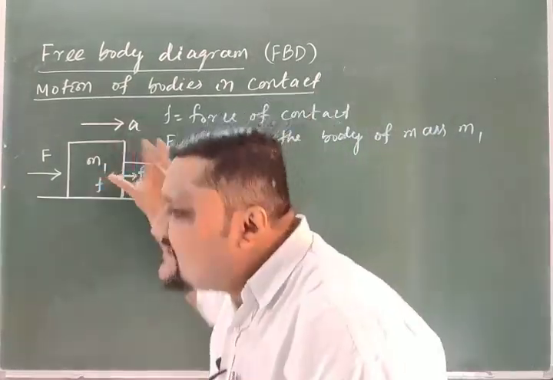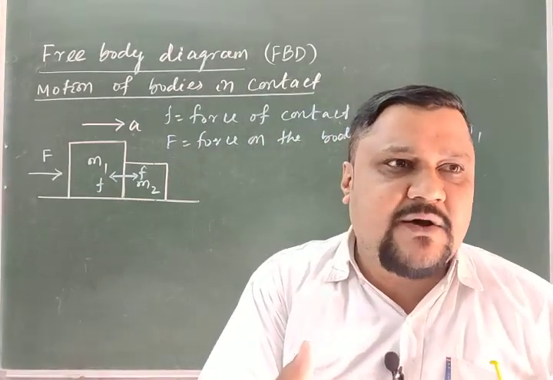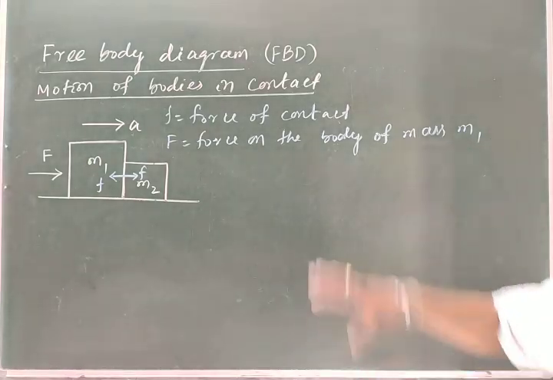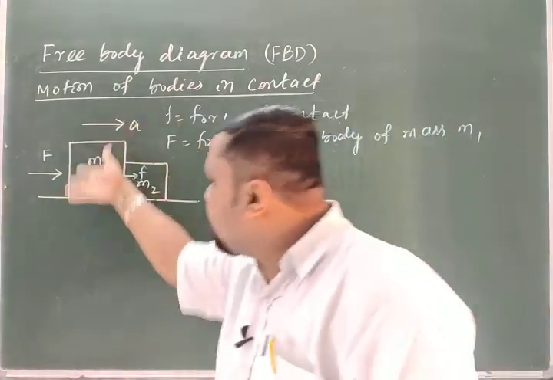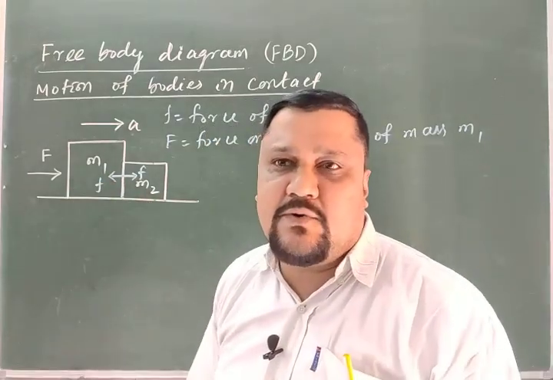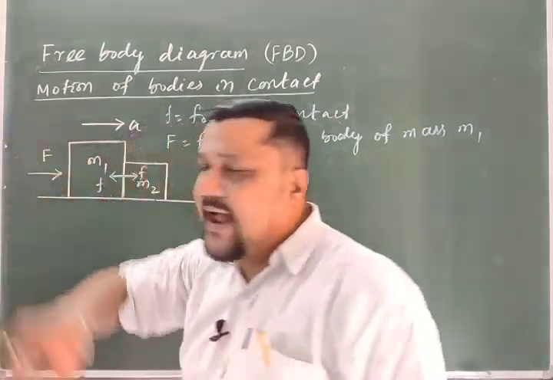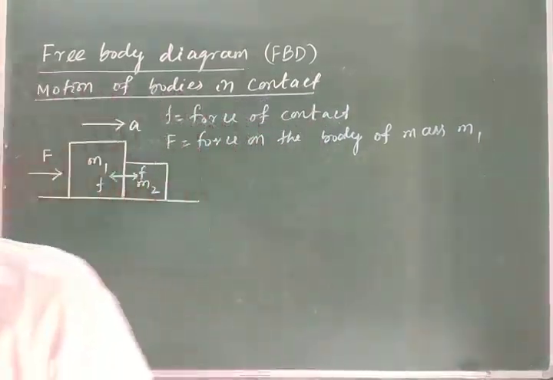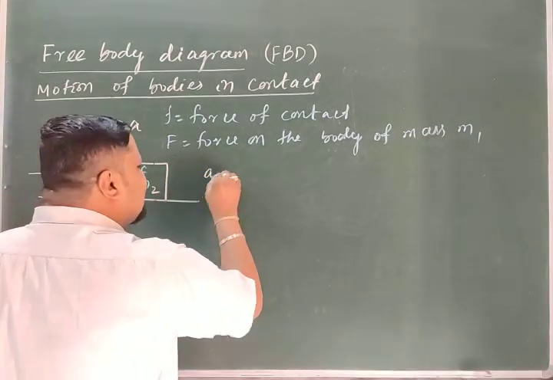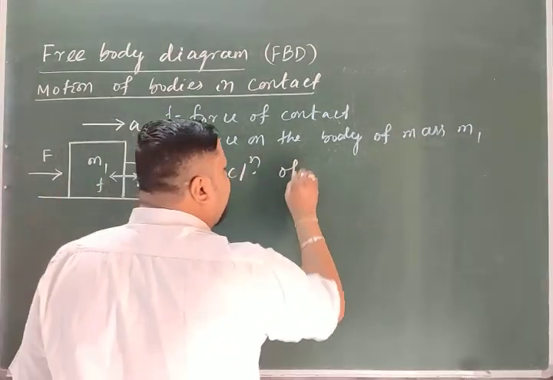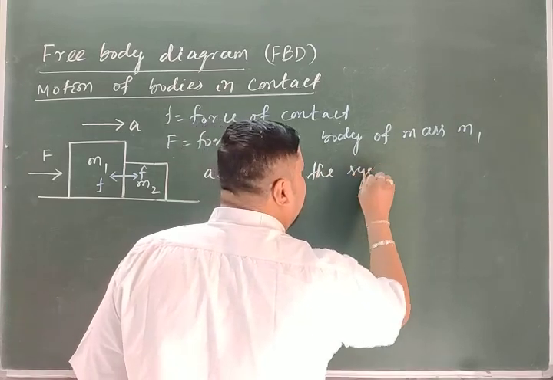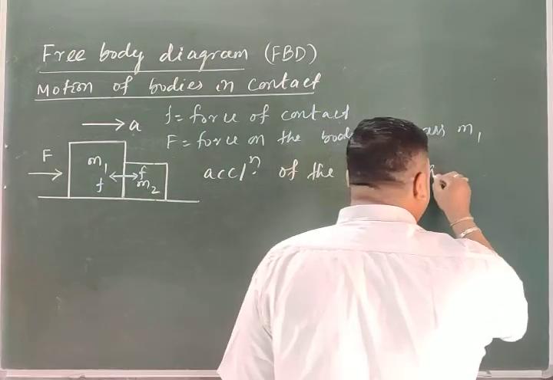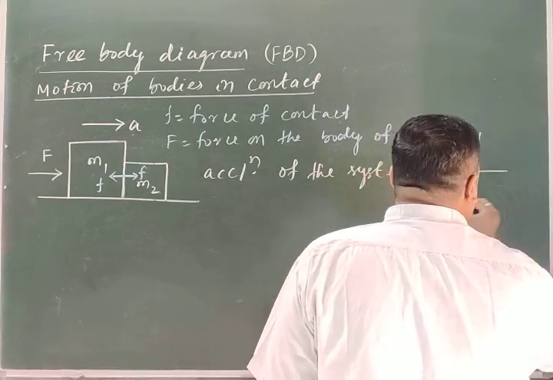So let us consider this system as one body. A system can consist of 2 or 3 or more bodies, but if I say that this m1 and m2 together is a system of mass m1 plus m2, and a force F is applied, it produces an acceleration. According to Newton's second law, the acceleration of the system of bodies is A equal to F by total mass.